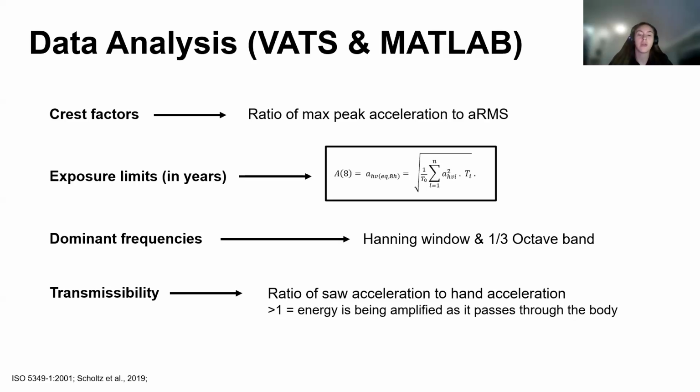And then it's important to note that anything above a value of 1 is essentially amplification as it passes through the body. So this is where those vibration magnitudes are exacerbated, where if they were below 1, that kind of means that they're being attenuated.